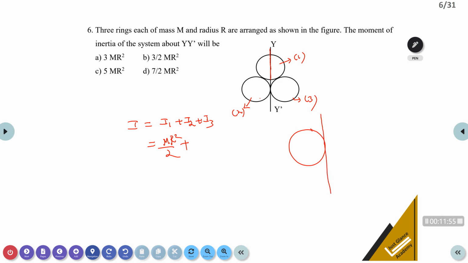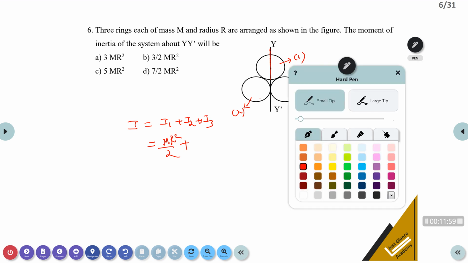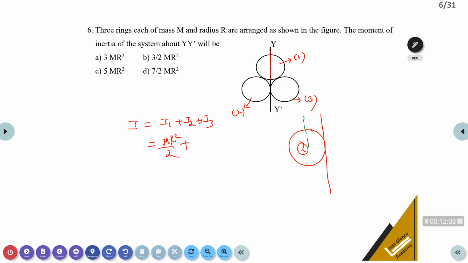This becomes a tangent for ring 2. Now you have to apply the parallel axis theorem. For the parallel axis theorem, I_PQ equals I_x dash plus m R square, where R is the distance here.